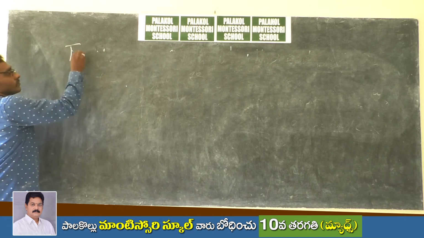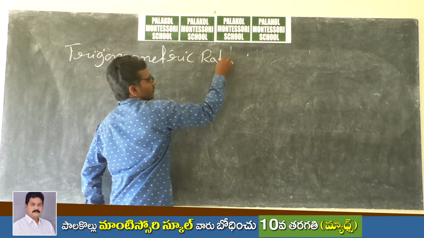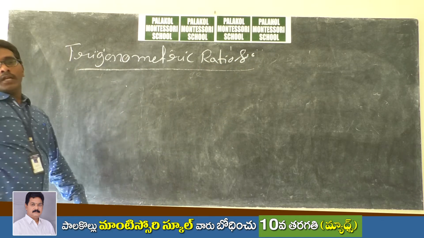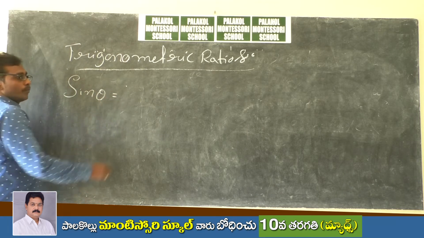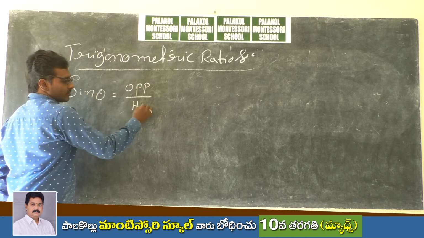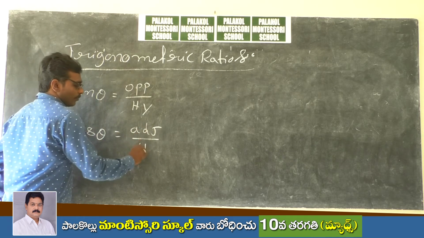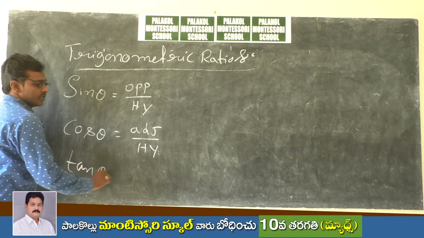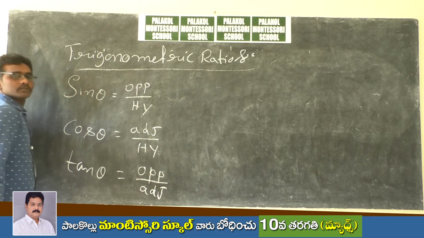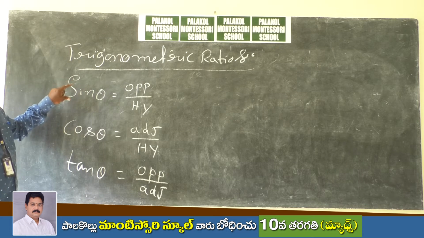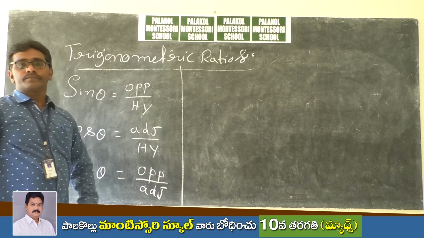Next, trigonometric ratios. The trigonometric ratios: sine theta is equal to opposite by hypotenuse. Cos theta is equal to adjacent by hypotenuse. Tan theta is equal to opposite side by adjacent side. How do we define sine theta, cos theta, tan theta? That's what we discuss in this session.